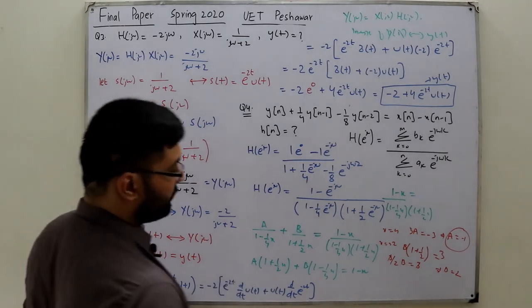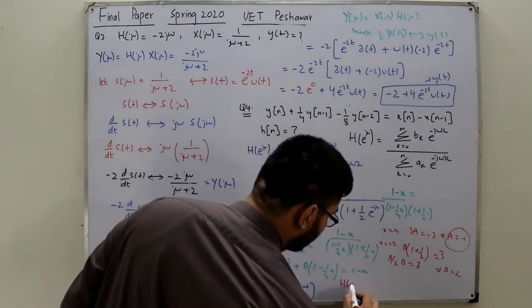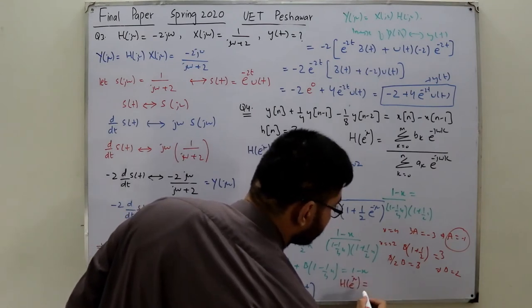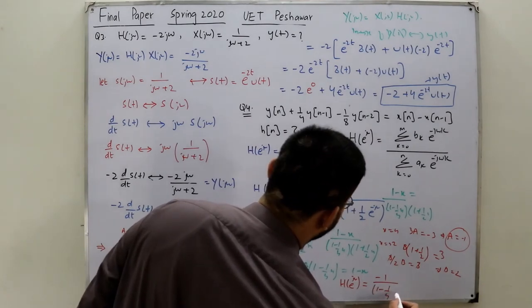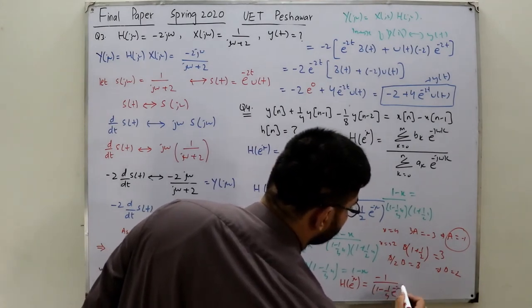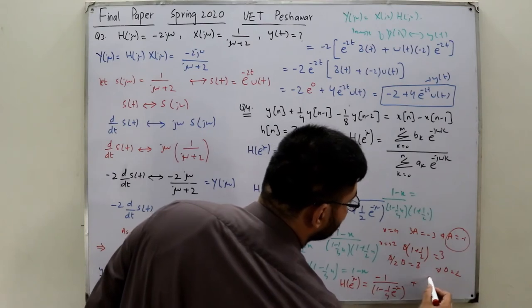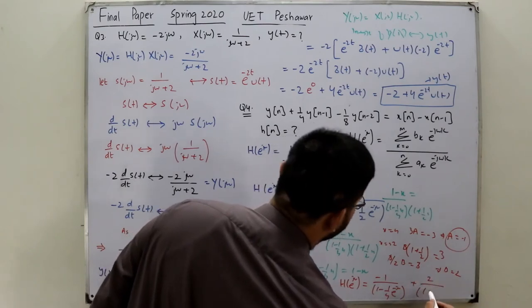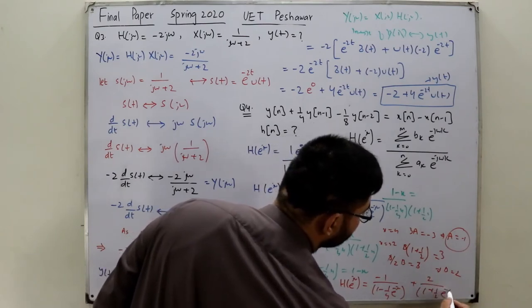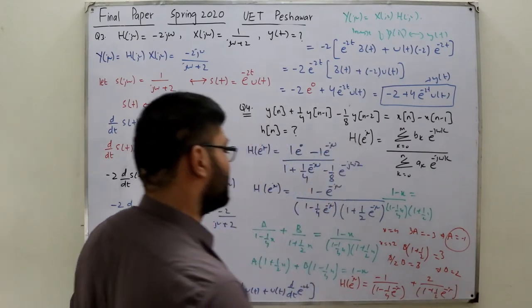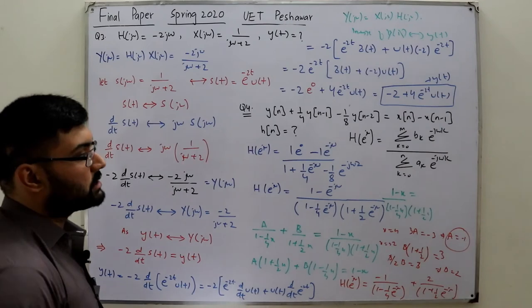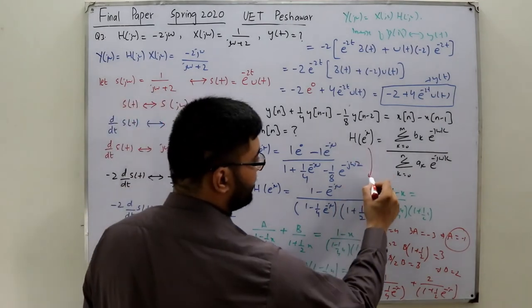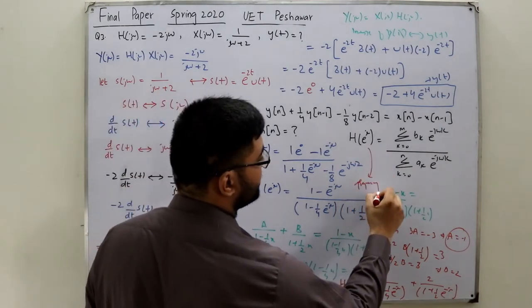My H of exponential of j omega is negative 1 upon 1 minus 1 over 4 exponential of negative j omega plus 2 upon 1 plus 1 over 2 exponential of negative j omega. So this you have got what? This you have got the frequency response, okay? This H of j omega is frequency response.